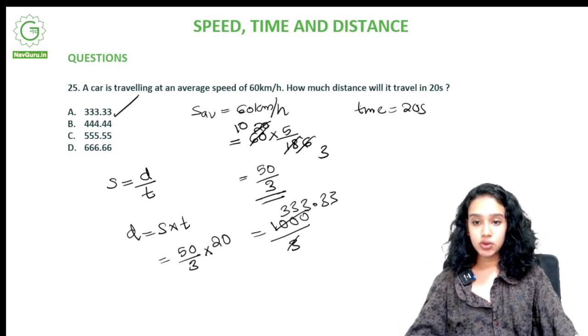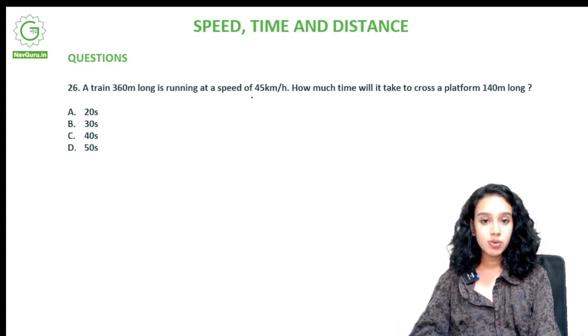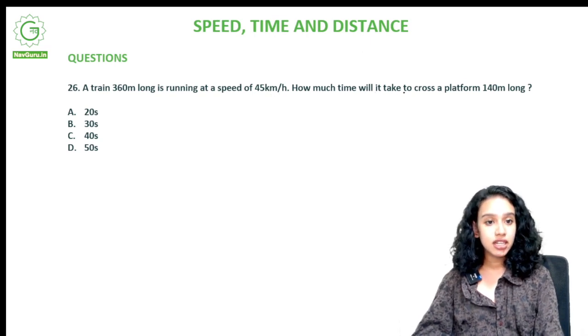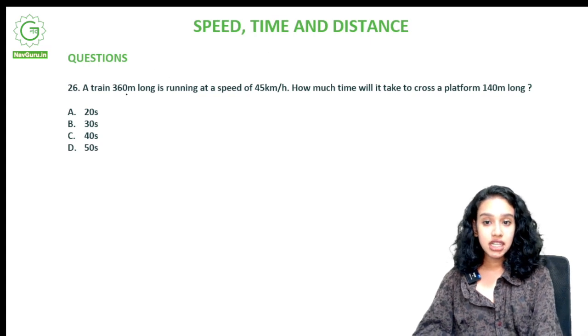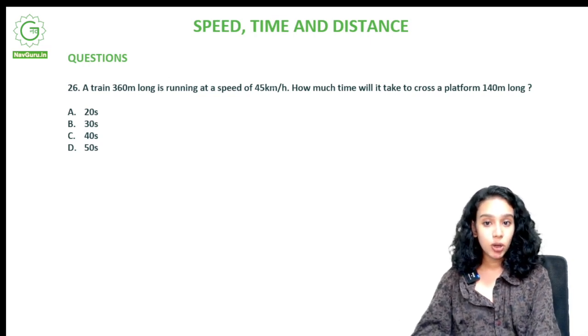Let's move on to the next question. A train 360-meter long is running at a speed of 45 km per hour. How much time will it take to cross a platform 140-meter long, right?